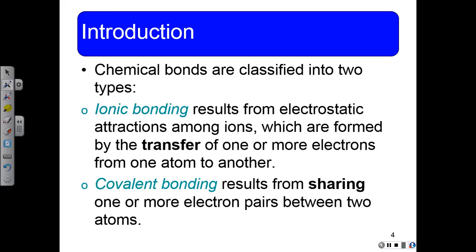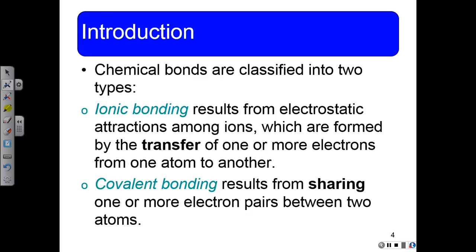All right, so our two types of chemical bonds. The first one that we're going to talk about is ionic bonding, and the second is covalent. We're going to talk mainly about ionic bonds today. Ionic bonds are the result of electrostatic attractions. Electrostatic means positive, negative charge attract, like our magnet that we've talked about. They are formed by the transfer of one or more electrons from one atom to another.